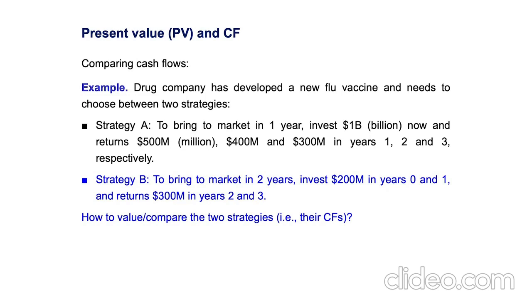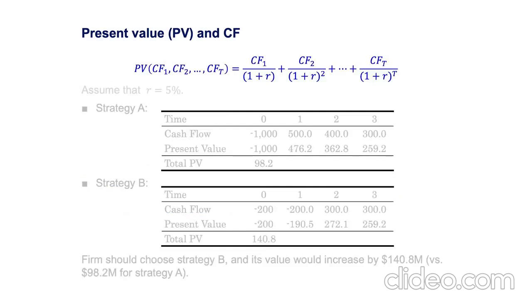First, we note that the present value of a stream of cash flow is simply the sum of the present value of each piece of the cash flow, as given in the present value formula here. Suppose that the right discount rate is 5%, we can then price the two strategies easily.